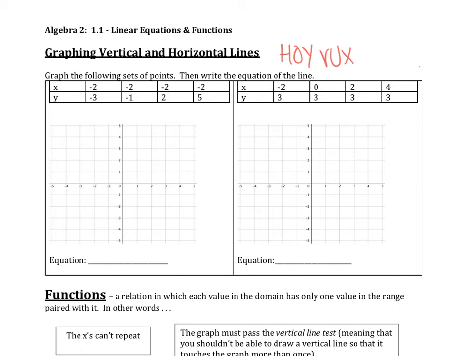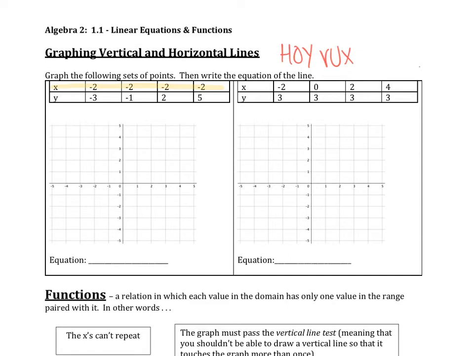So what you're going to do is plot the following sets of points and then write the equation of the line. It's either going to be a horizontal or vertical line, and you'll see what the pattern is here. So in the first one, if you just look at the sets of ordered pairs, you'll notice that all of the x's are the same value. All of the x's are -2. So let's go ahead and plot these points.